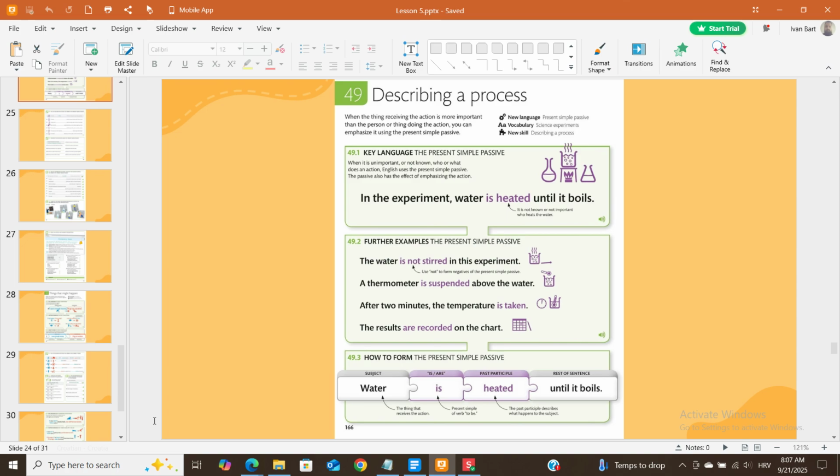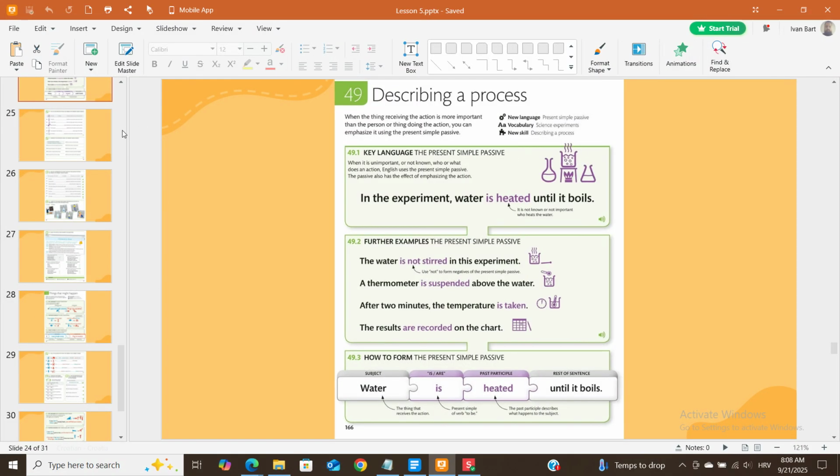49.3 How to form the present simple passive. Subject: the water. The thing that receives the action. Present simple of the verb to be. Past participle. Rest of sentence. Heated until it boils. The past participle describes what happens to the subject.